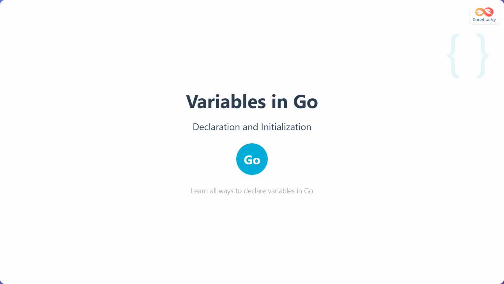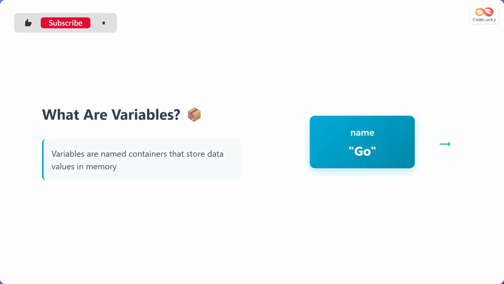In this video, you will learn about variables in Go, focusing on how to declare and initialize them. We will explore all the different ways to declare variables in Go. Variables are named containers that store data values in memory. Think of them as boxes labeled with a name like name, holding a value like Go. So the variable named name stores the value Go.